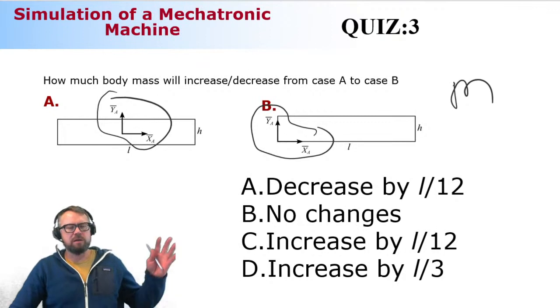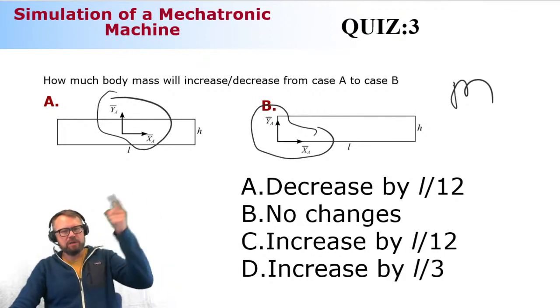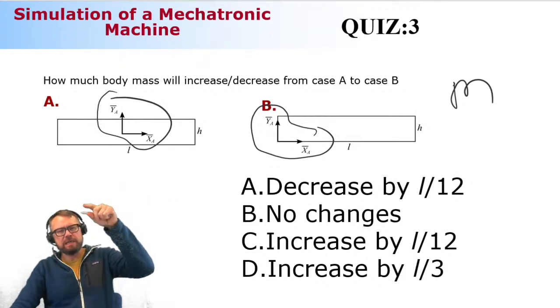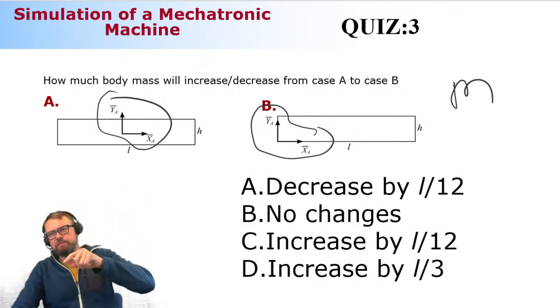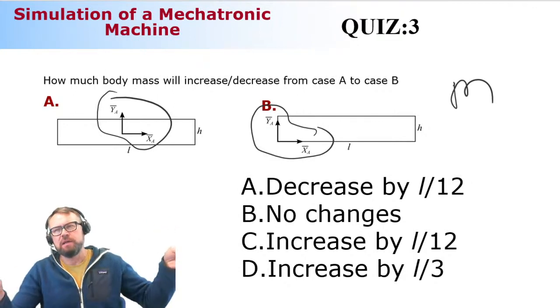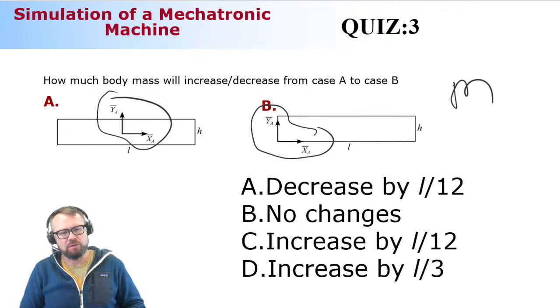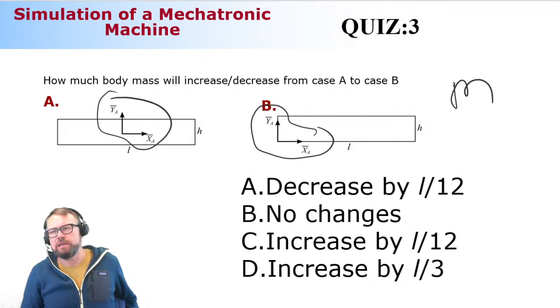All right. So now the options are how much the mass is increased or decreased. The first option is that it decreased by L divided by 12. Then no change, so the mass is not a function of the body reference coordinate system. Then the C option is increased by L divided by 12. And the final one is increased by L divided by 3.